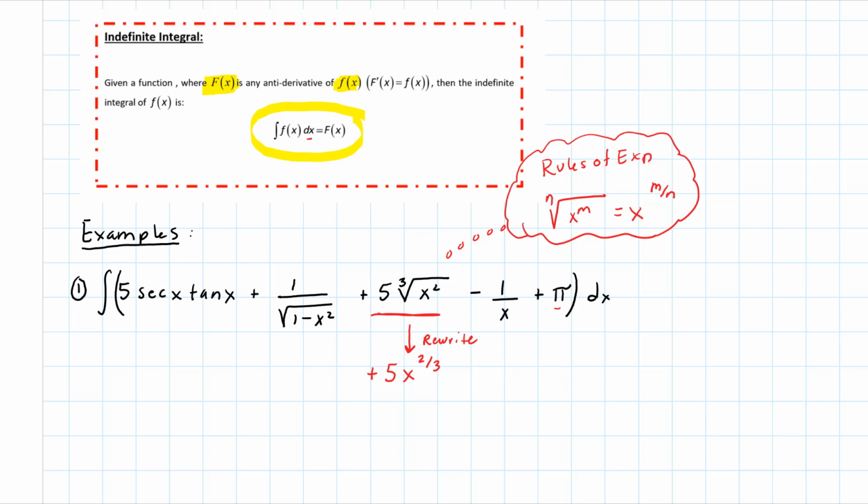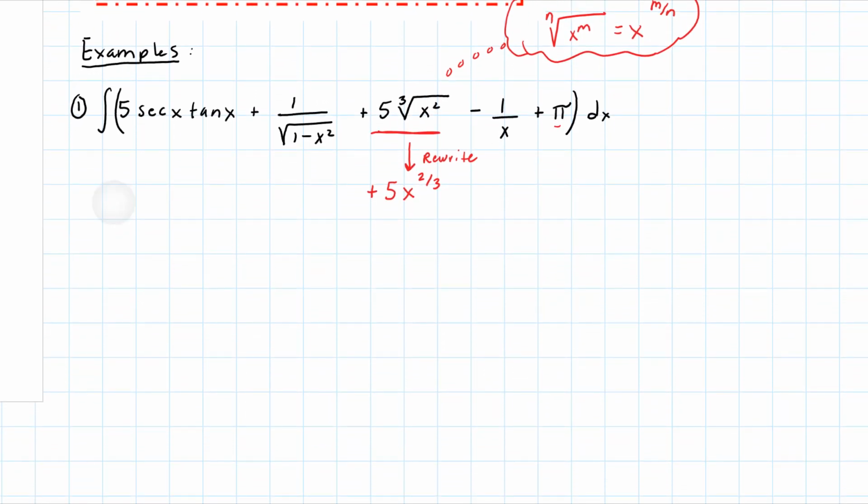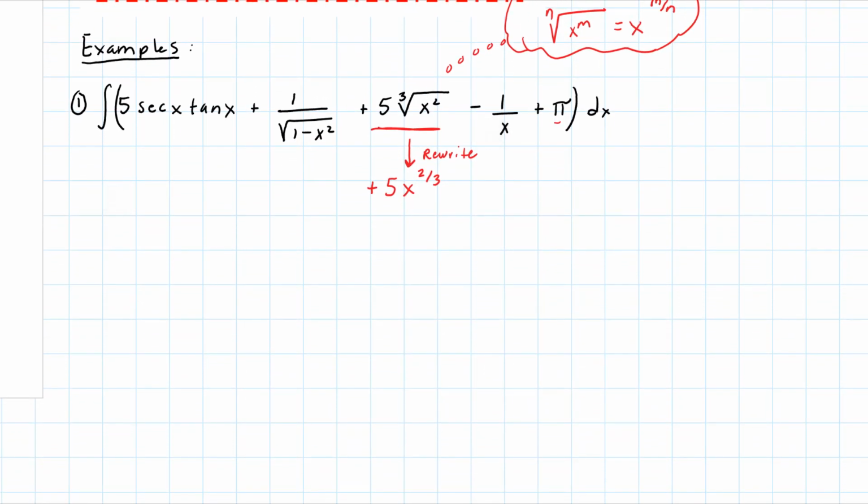And then I'm looking here and I see that constant. So I say, all right, this is all just my basic rules of integrals, my basic indefinite integrals. I can just run through this term by term and find the integral. So the integral of 5 secant x tangent x is 5 secant of x. 1 over the square root of 1 minus x squared, that is the inverse sine of x. I'm going to use my power rule here. I did the little rewrite, so it's going to be 5 times.